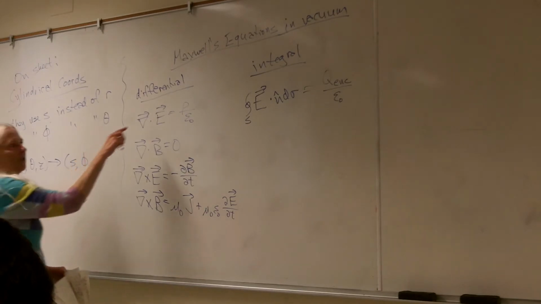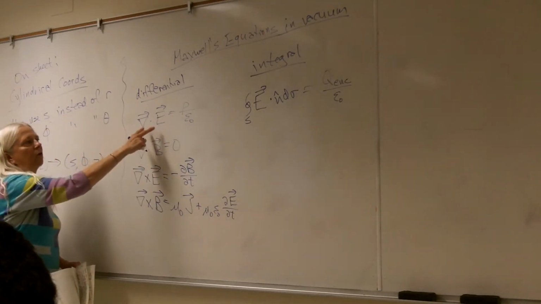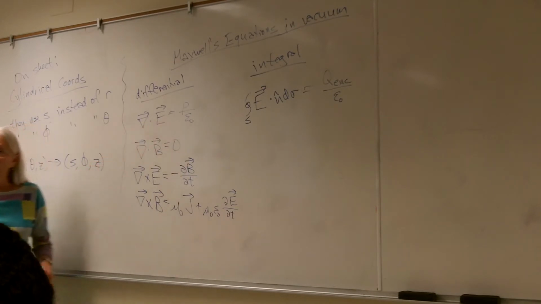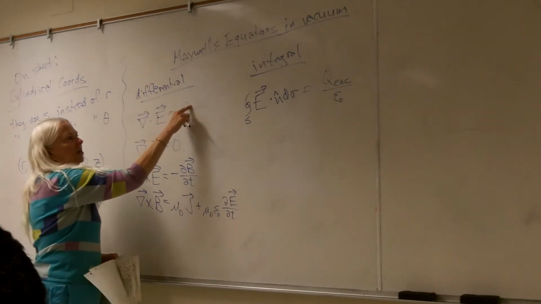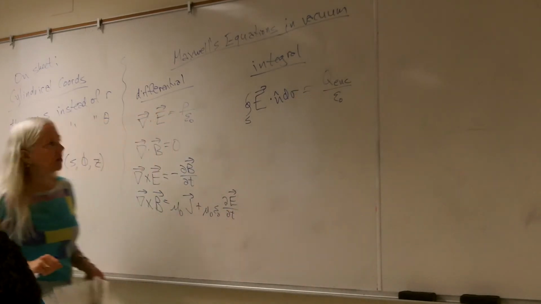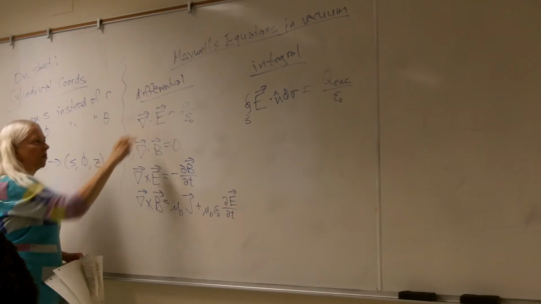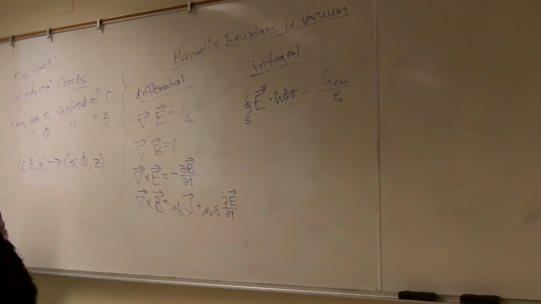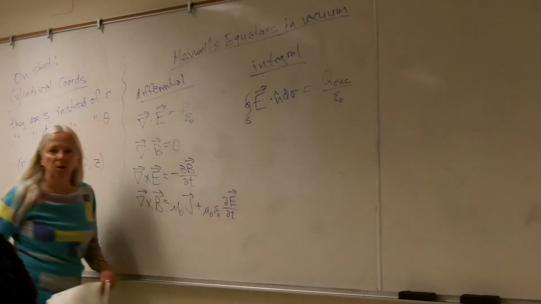And remember the way we get from the differential form to the integral form? You can start with the differential form, integrate both sides over a volume, the volume enclosed inside of our Gaussian surface. The integral of the charge density over that volume gives us the enclosed charge inside the surface. And the integral of the divergence of E over that volume, we can rewrite that using the divergence theorem as this flux integral over the surface.